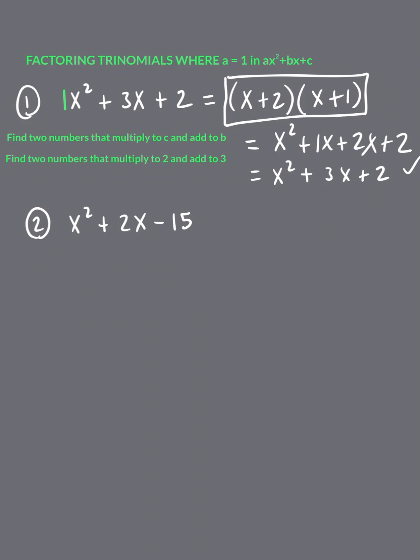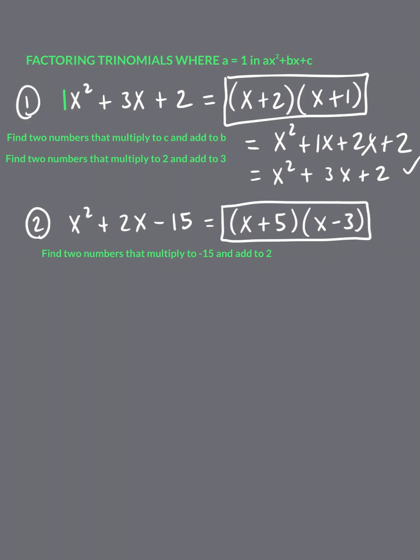Here's our next example, x squared plus 2x minus 15. So we need to find two numbers that multiply to negative 15 and add to positive 2. Those two numbers are positive 5 and negative 3. So those are the numbers that go in our factors, and the order does not matter. We can do x plus 5 times x minus 3. And that is fully factored.